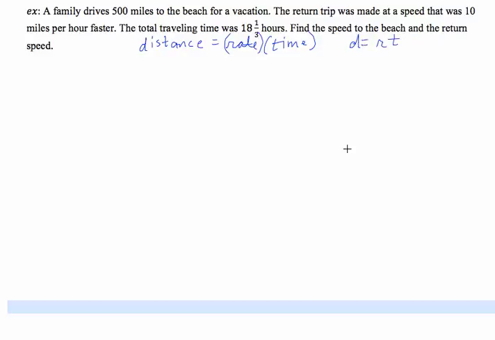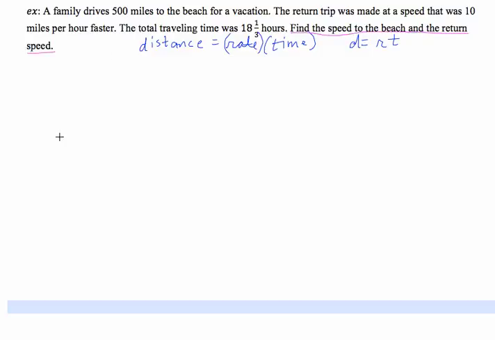So if a family drives 500 miles to the beach for a vacation, that means their total distance they're driving is 500, at least from point A to point B. Now the return trip was made at a speed that was 10 miles an hour faster, so that's referring to the rate. Okay, the total traveling time was 18 1/3 hours. That's total time. Find the speed to the beach and the return speed. That's our key for what our variables should be here.